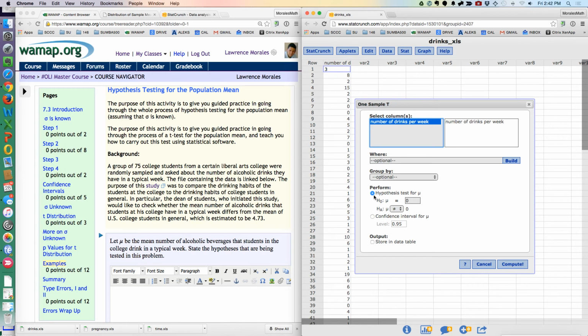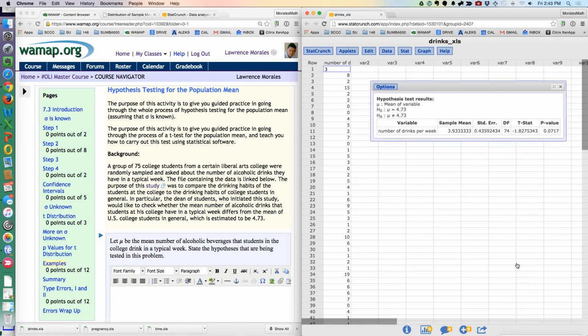We're going to perform a hypothesis test, right? And we're checking our null hypothesis that the mean number of drinks does not differ from the general U.S. college student population. So the null hypothesis is that the mean is 4.73 drinks per week. And the dean wants to see whether or not the drinks at his college differ from that. So not smaller than, not greater than, but just different from. So we'll leave the not equals default option selected. We just want to know if it's different from. Okay, once we do that, we go ahead and click Compute.